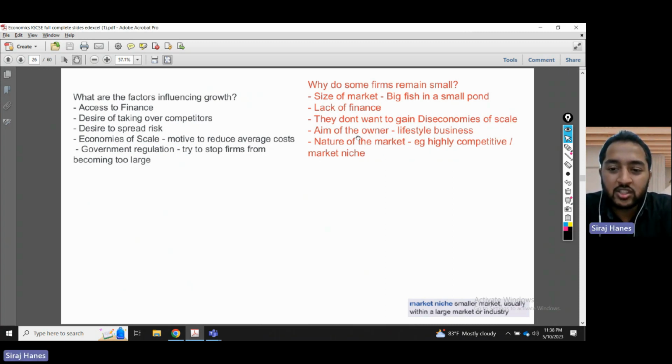And nature of the market. Maybe the market is so highly competitive, or the market is a niche. It's a small market that you can't grow as much. A niche market is a smaller market within a larger market. A niche market may be particular medical products. Not everyone would buy those medical products. So you can't sell much, you can't grow much. Not all the medical products, maybe something very specialized, diabetic machinery or something like that.